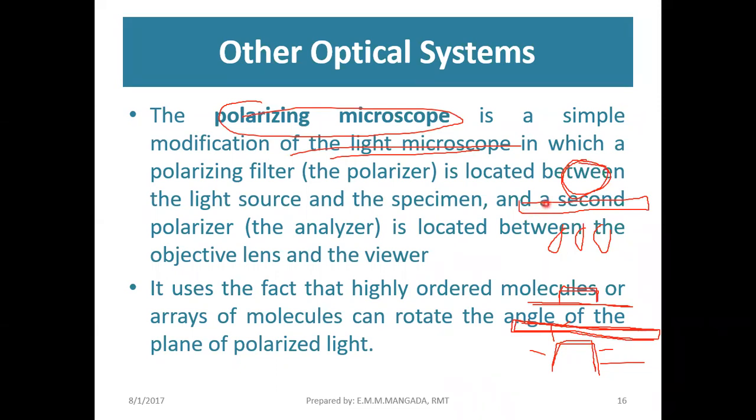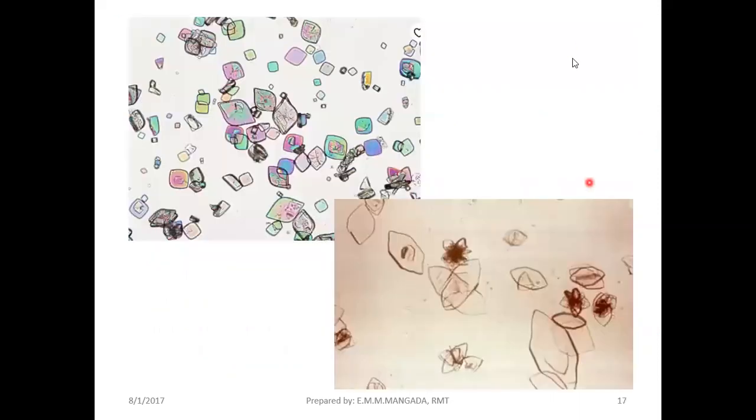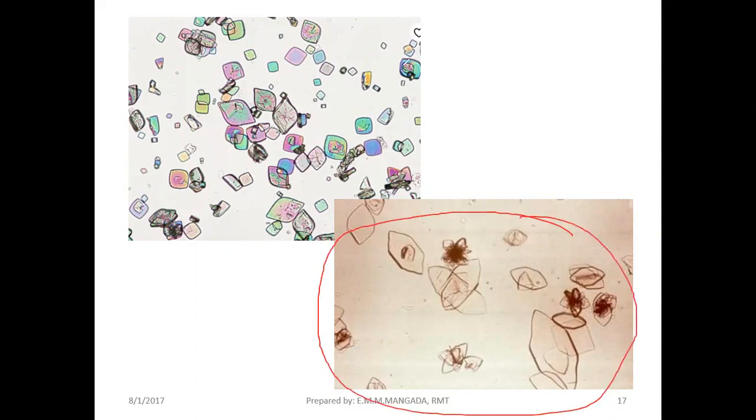It's actually same as that of your bright field. It's just that na-modify siya by adding two filters, the polarizer and the analyzer. Okay? So, the principle is based on the fact that highly ordered molecules or array of molecules can rotate the angle of the plane of the polarized light. So guys, we have here an example of a picture showing you the difference kapag yung crystal ay view natin using your bright field microscope, this one, and using your polarizing microscope.